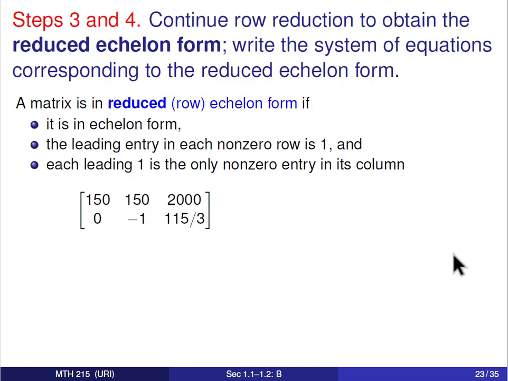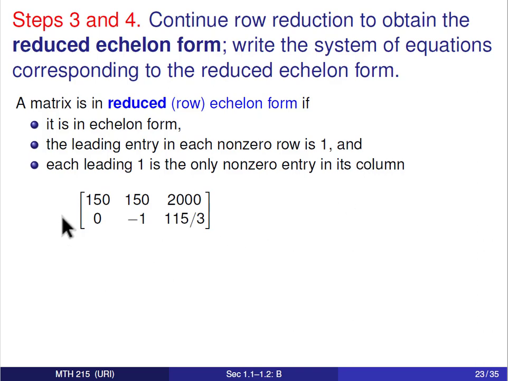Right, now in steps 3 and 4, I'm going to summarize what they say here. What we'll want to do is continue our row reduction to obtain the reduced echelon form. So we've gotten our matrix in echelon form. There's something called reduced echelon form we need to describe, and we'll do that now. We'll say that a matrix is written in reduced echelon form if it is in echelon form, and if the leading entry in each non-zero row is 1, and if each leading 1 is the only non-zero entry in its column.